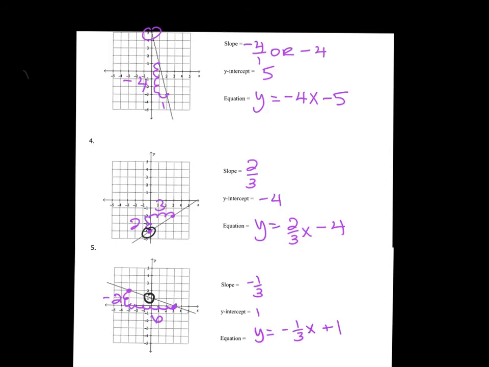Pause the video, try numbers 3, 4, and 5 on your own, and then press play to see if you get the correct answers. All right, so check your answers for 3, 4, and 5, and 3 should actually be plus 5. If you didn't get them right, try to figure out what you did wrong, or come see me for extra help.